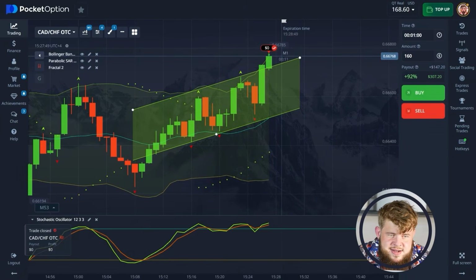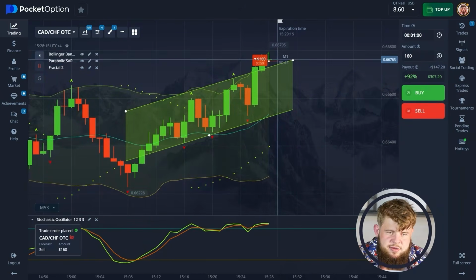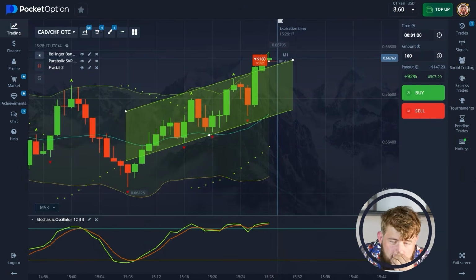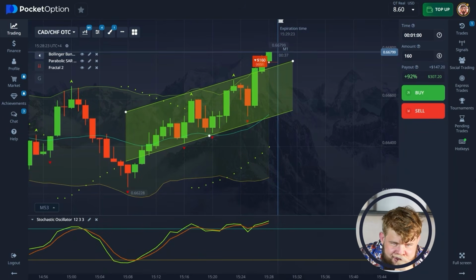It was lost. Oh, we lost 160. Fine, we still have around $168 left on the account. Open sell position right now. So we have open sell position in this trade once again, because as you remember, the previous attempt was a failure.